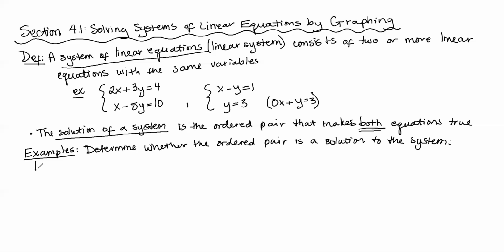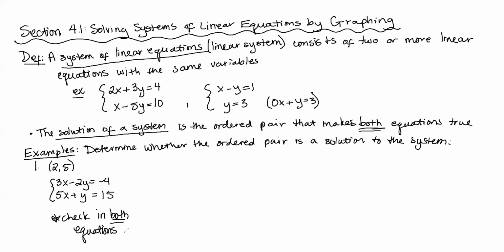So let's look at the first one here. We're given the ordered pair 2, 5. And we want to see if it's a solution to the system 3x minus 2y equals -4, and 5x plus y equals 15. And so the big thing here is that we need to check it in both equations. And if it's a solution to both, then it is a solution to the system.